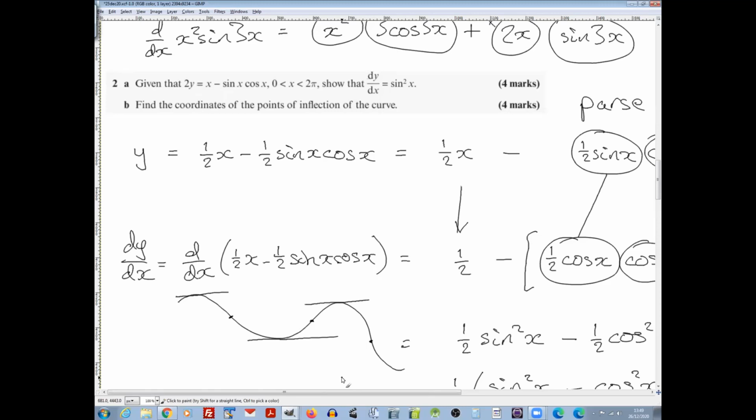It passes. I mean, very roughly speaking, it might be roughly halfway between the turning points. It might not, though. It depends on the curvature. But the point of inflection is about the curvature. Look at the curvature here.